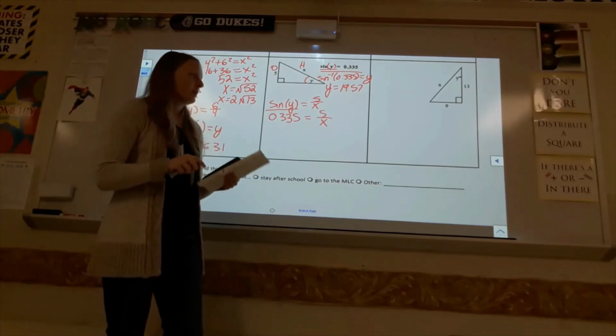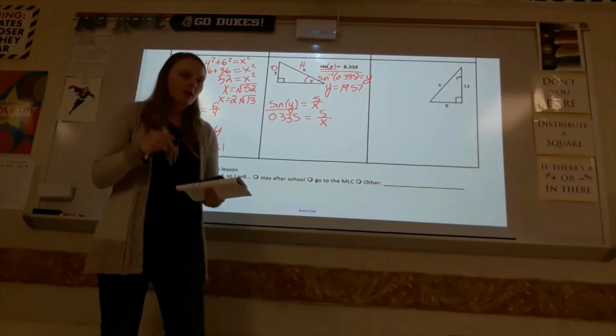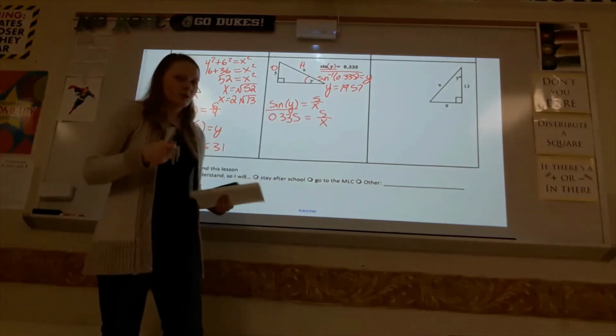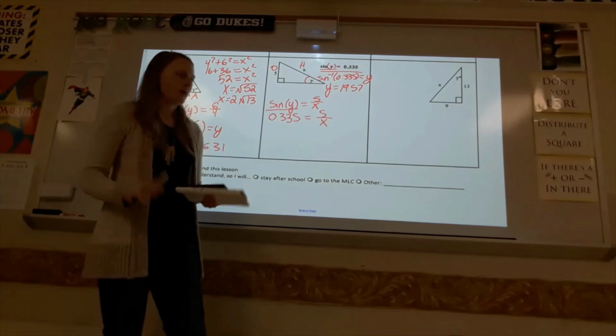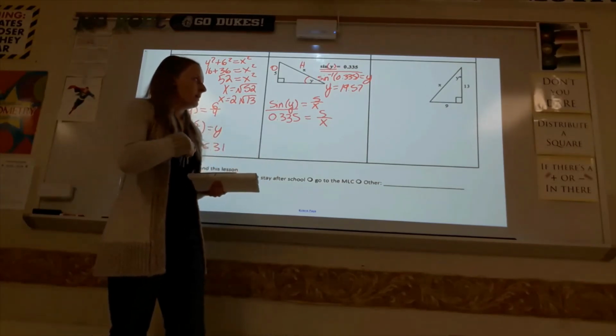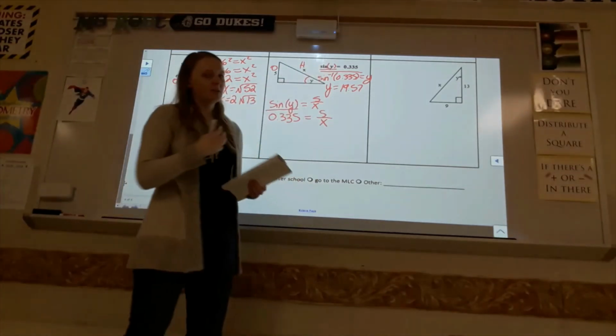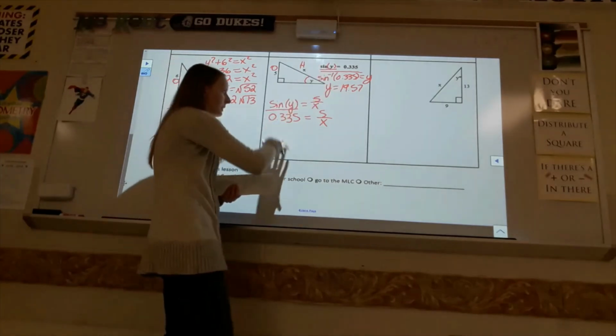Okay, so just know they're both valid methods. One of them will just be less accurate than the other because one rounds a little bit too early. But again, just do the one that makes more sense to you. You'll get the same general answer that you're looking for. But if they give you the information, they usually expect you to use it. So I plug in the 0.335.